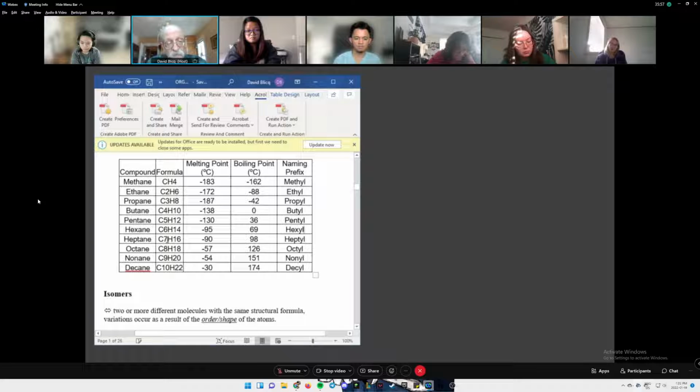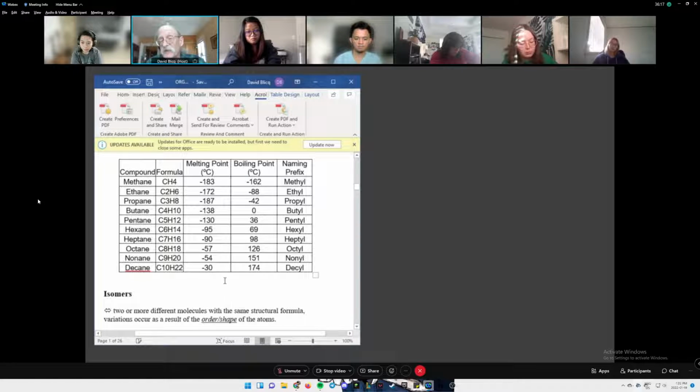Heptane is 7 carbons. Heptyl groups are attached. 9 carbons, nonyl. And decane is 10. This goes on. There are huge lists. I believe you could look them up without me running through an infinite number of names.